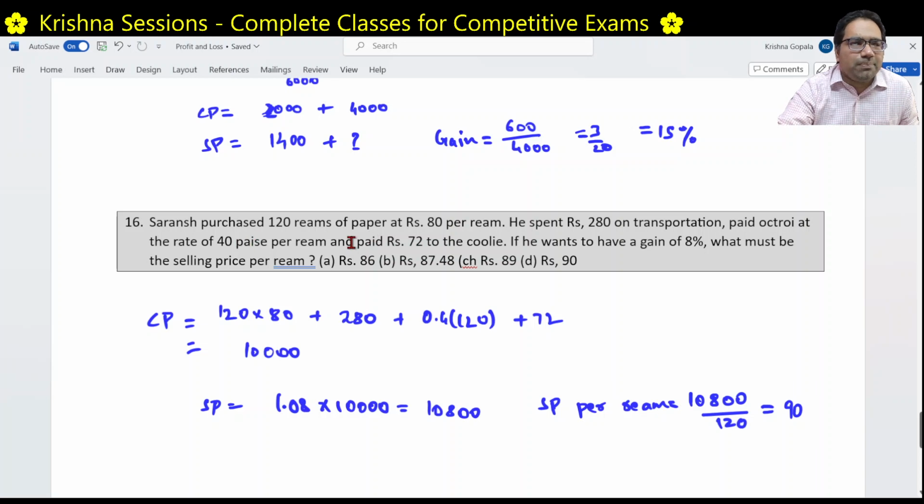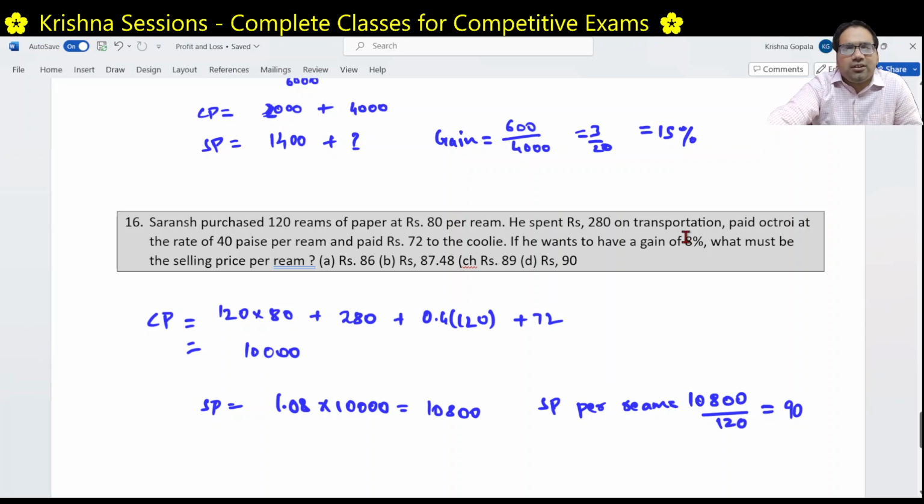That is also a cost for him. Plus 40 paise per ream for 120 reams, 40 paise means 0.4 rupees, 0.4 into 120 reams. That is also a cost for him, plus 72 rupees to the coolie. That is also a cost to him. So 120 into 80 plus 280 plus 0.4 into 120 plus 72. The total becomes 10,000. 10,000 is his total cost.